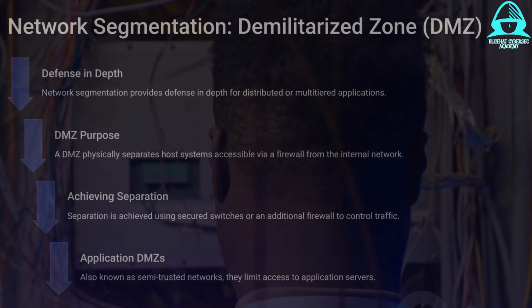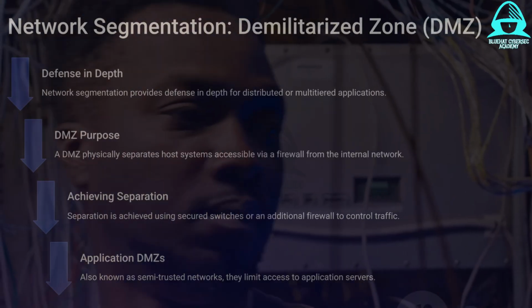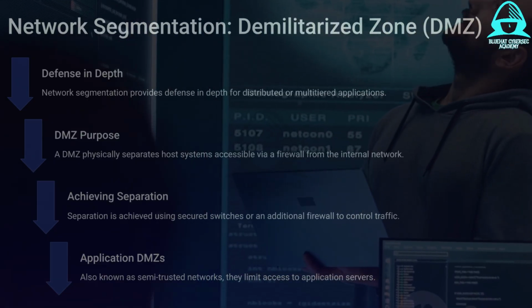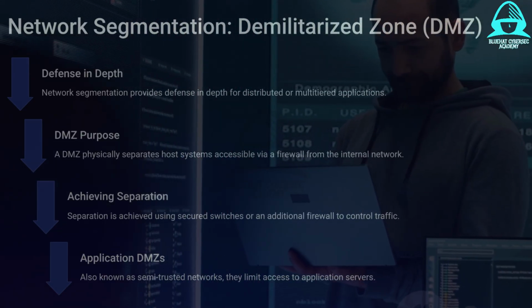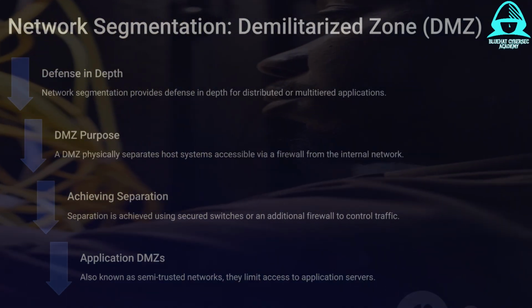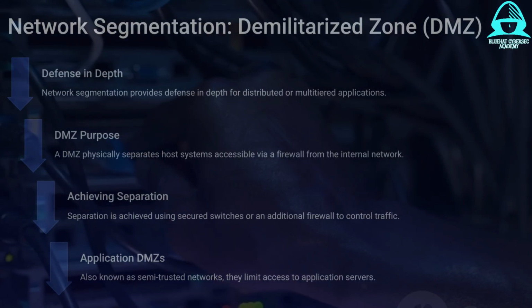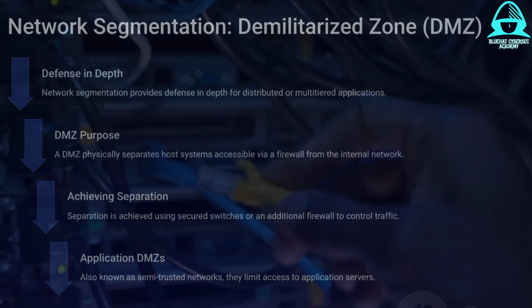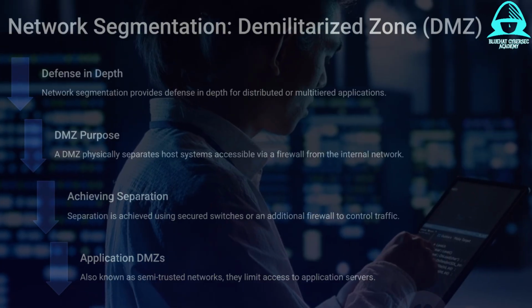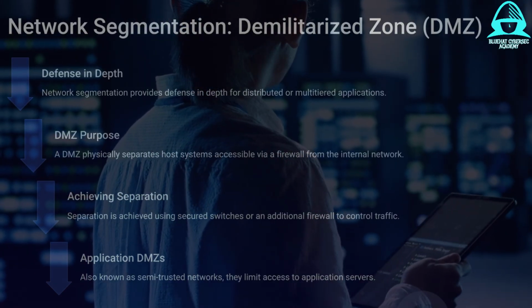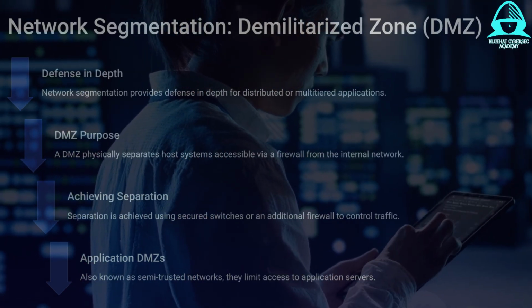Network segmentation is an effective way to achieve defense in depth for distributed or multi-tiered applications. One common practice in security architecture is the use of a demilitarized zone, or DMZ. With a DMZ, host systems that are accessible through the firewall are physically separated from the internal network. This separation can be achieved by using secured switches or by deploying an additional firewall to control traffic between the web server and the internal network. Application DMZs, also known as semi-trusted networks, are frequently used today to limit access to application servers to only those networks or systems that have a legitimate need to connect.